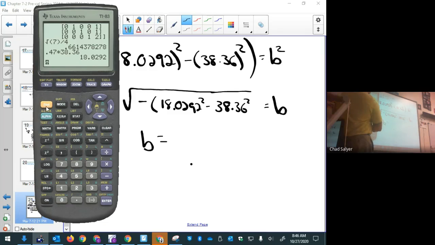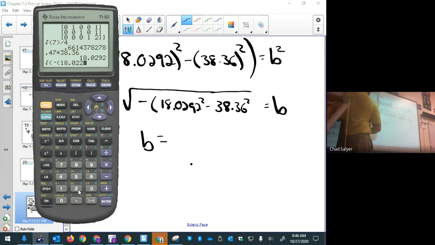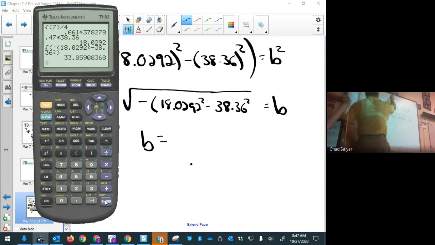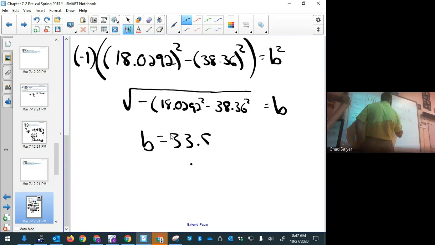So let's see. Square root negative 18.0292 squared minus 38.36 squared. So 33.85. And let's go 86. So about 33.86. If I use the same number of significant digits we did in this previous step, so not a whole lot of difference, is there?